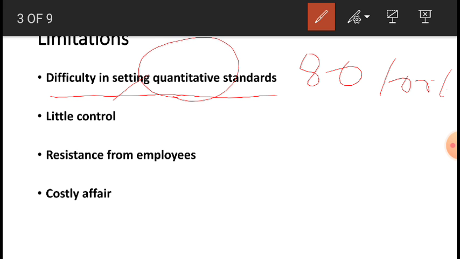ಸೊ ಸಮ್ ವಿಷಯಕ್ಕೆ ಸ್ಟ್ಯಾಂಡರ್ಡ್ ಸೆಟ್ ಮಾಡೋದು ಡಿಫಿಕಲ್ಟ್ ಅಂತ. Employees, be honest, you should be honest. How much percent ಇರ್ಬೋದಾ? 10%, 20%? Can you tell? No, we cannot tell. You can just tell you should be honest. ಅಷ್ಟೇ. Okay.